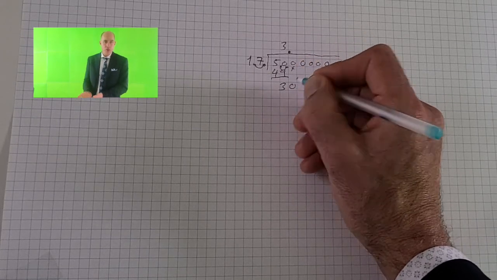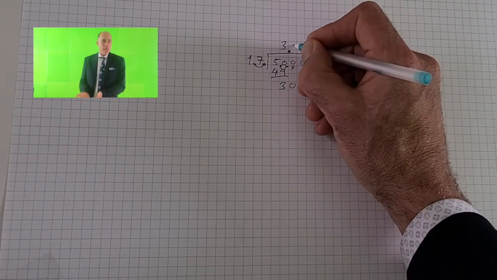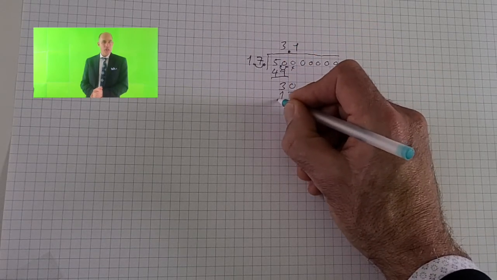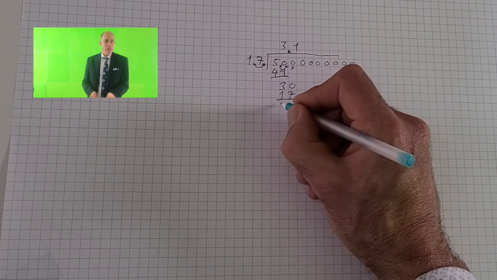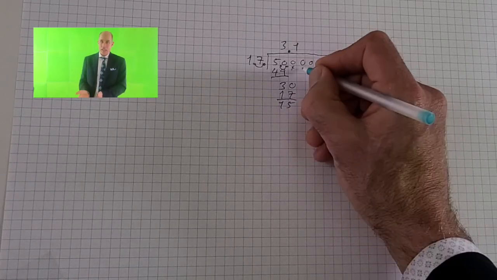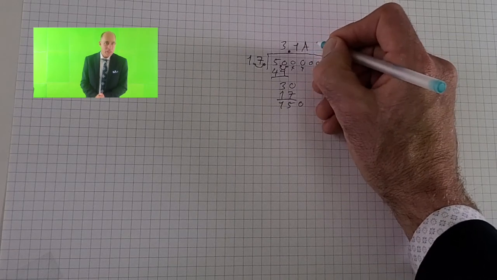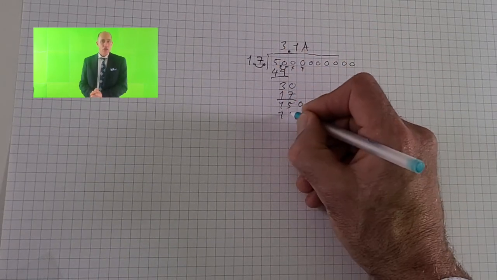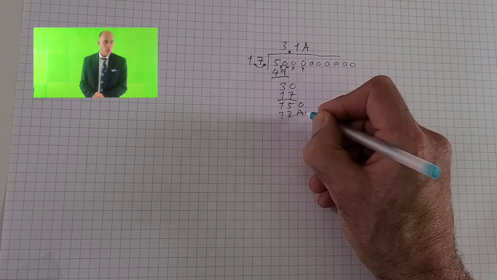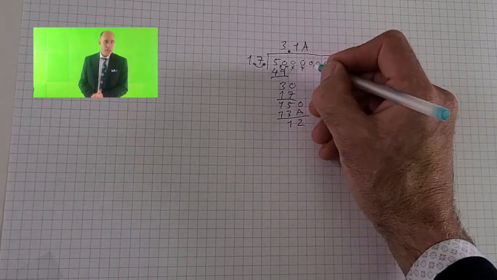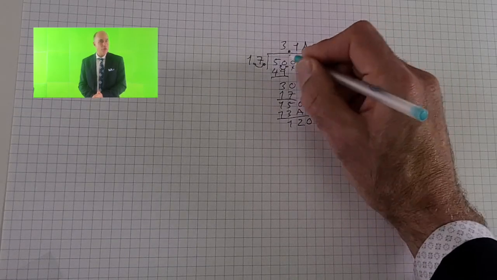So we bring down the 0. 17 into 30 goes once, so 1 times 17 is 17, with a remainder of 15. We bring down the 0. 17 into 150 goes a times. Again, we're using base 12 math, so a times 17 is 13a. So 13a from 150 is 12. We bring down the 0, that's 120. So 8 times 17 is 108. We have a remainder of 14.